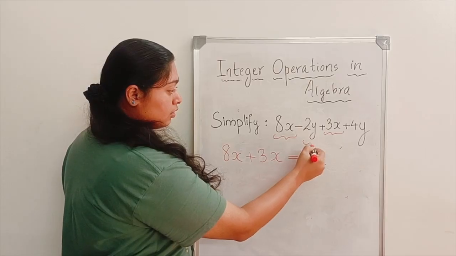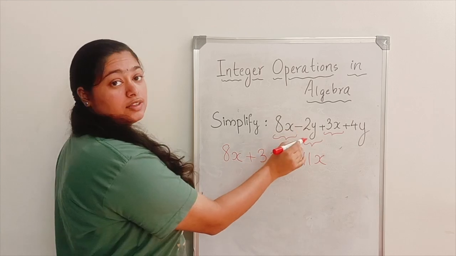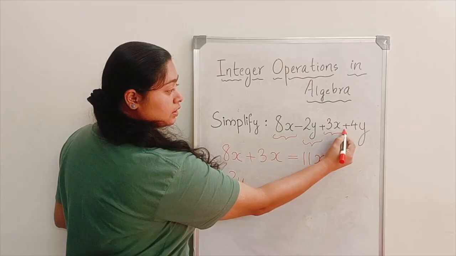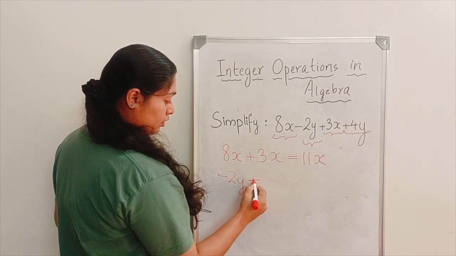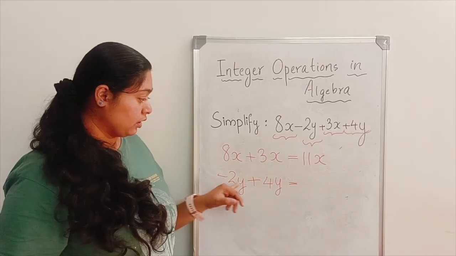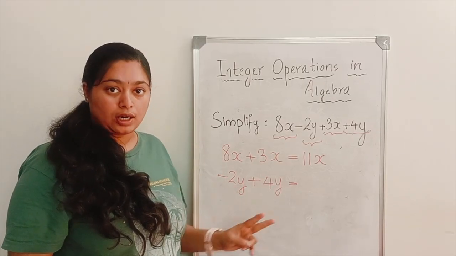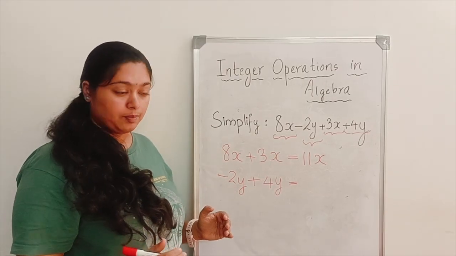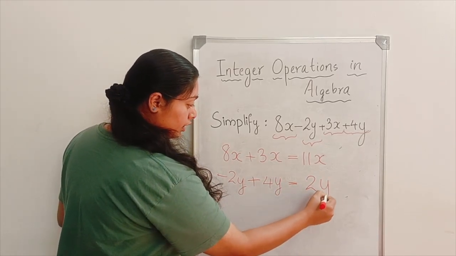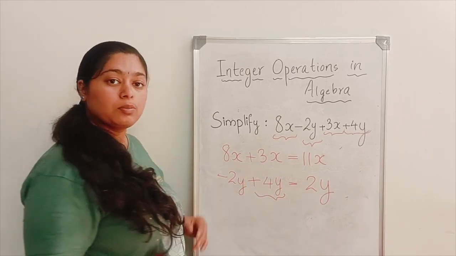Now let's take the second like terms. I have a minus 2y. Don't forget to take the symbol on the left side of the digit. So let me write here minus 2y, and this is a positive 4y. Now here we have one negative digit and one positive digit. So as we discussed earlier, if you have one negative integer and one positive integer, subtract them, and here when you subtract you will get 2. Don't forget to write the variable y, and here the bigger number is having a positive symbol, so it's just going to be 2y itself.